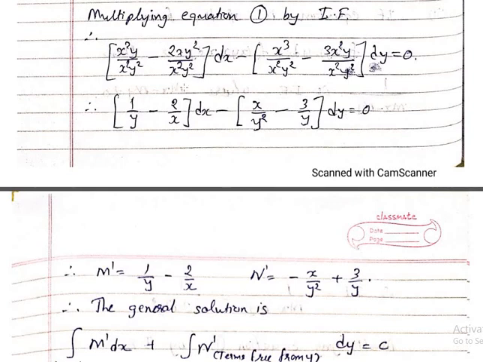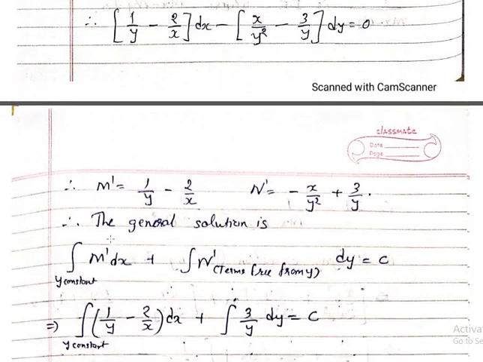Now see, whatever new equation we have, it is always in the form of exact. So the term with dx is something, M dash, and the term with dy is something, N dash. So M dash is equal to 1 upon y minus 2 upon x, and N dash is equal to minus x upon y square plus 3 upon y. And if you have to check whether it is exact or not, then differentiate this term with respect to y and this term with respect to x. Differentiating this term with respect to y gives minus 1 upon y square, and this term with respect to x is also minus 1 upon y square.